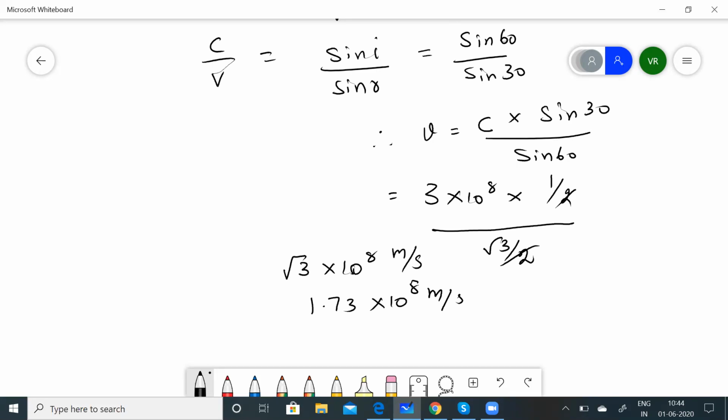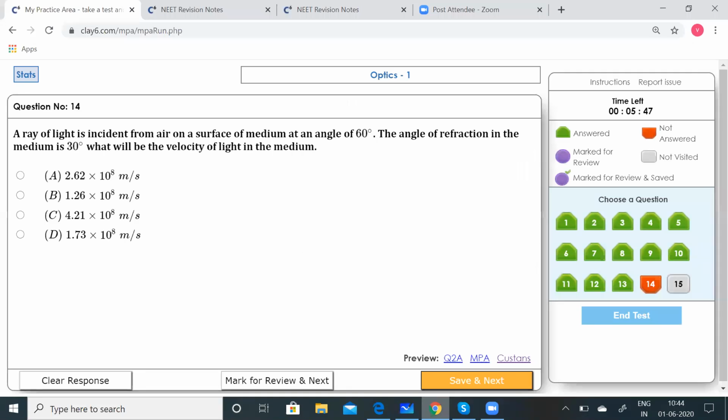So let's see. You get 1.73 into 10 to the power of 8 meters per second. Option D is correct. Click that.